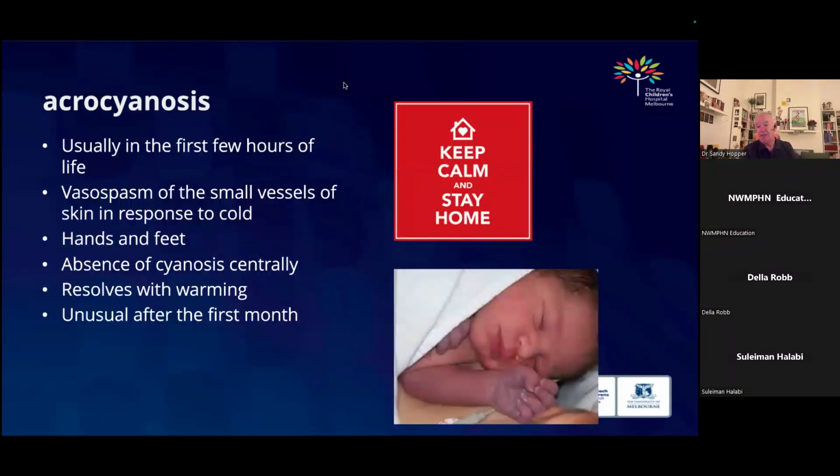So this is called acrocyanosis or purple hands and feet. It's caused by vasospasm of the small vessels of skin in response to cold. It's peripheral and there's no central cyanosis, although lips can be a little bit blue, a little bit of a blue moustache. It resolves with warming of the peripheries. It's unusual after the first month. But of course, you'd want to make sure that your child is well. If your child is well, solely with purple hands and feet, you call that acrocyanosis. And you keep calm and the child stays home.